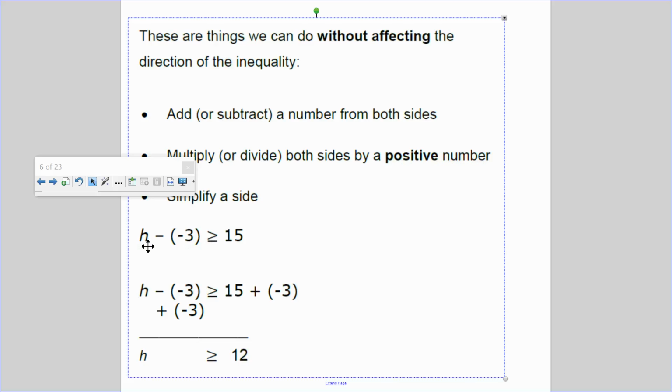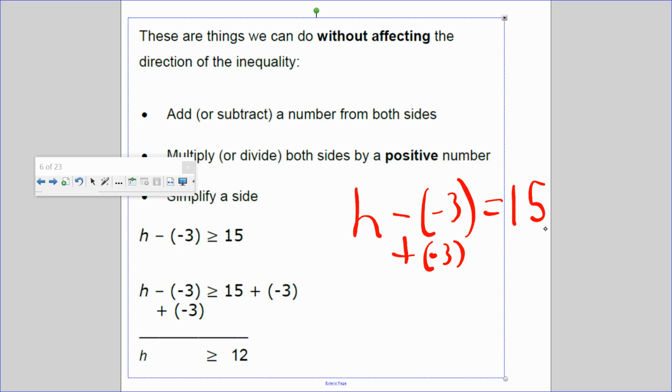So, for example, this is almost like an equation. Let's solve this like an equation first, and then we'll see how similar it is to an inequality. What I need to do is isolate the variable h. What is the inverse operation of minus negative 3? It is plus negative 3. So plus negative 3, this cancels. h is equal to what? What's 15 plus negative 3? There are more positives than negatives by 12. So h equals 12.